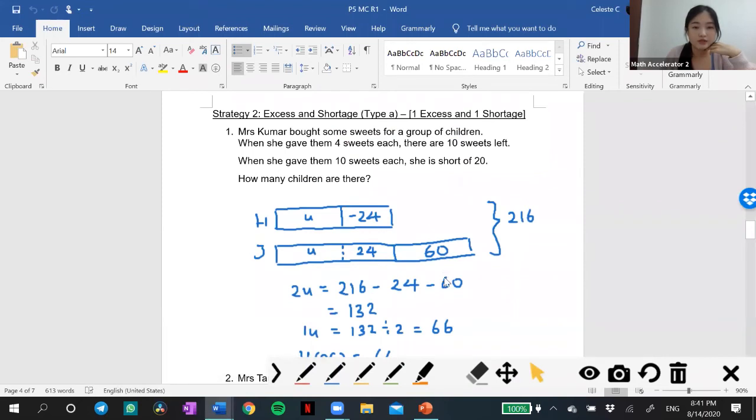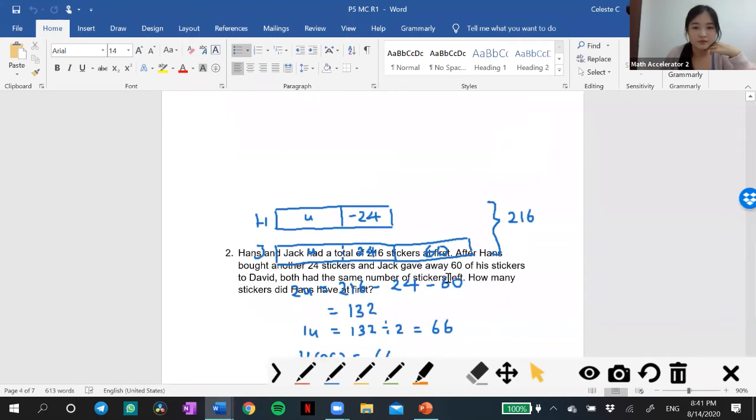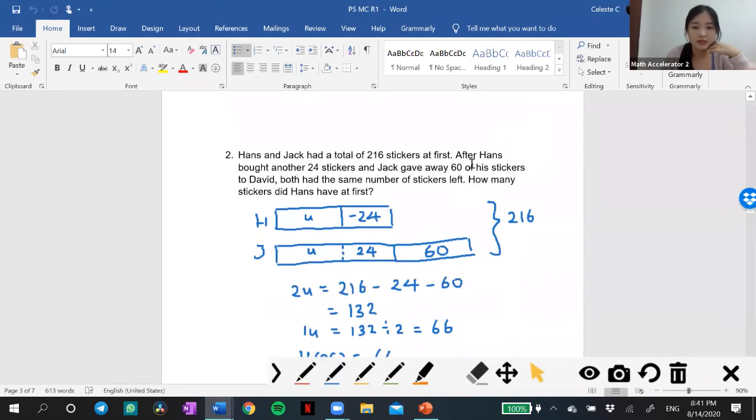I never add in the 24. At the beginning, Hans, he didn't have the 24 yet. Can you see here? He bought another 24. So that means at first, he didn't have the 24 stickers. So you shouldn't add the 24 in. Yeah, the keyword is bought. Okay, can you highlight this if you don't understand why you don't add in the 24?